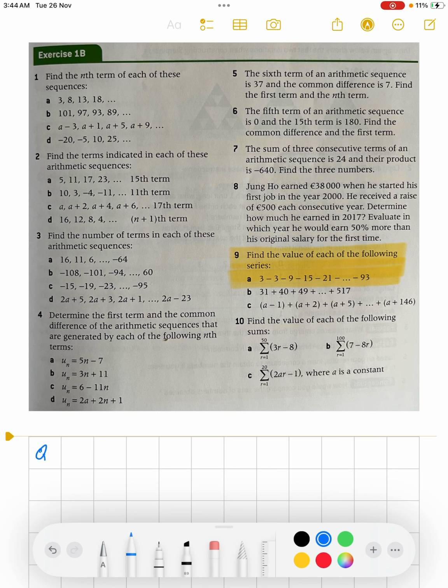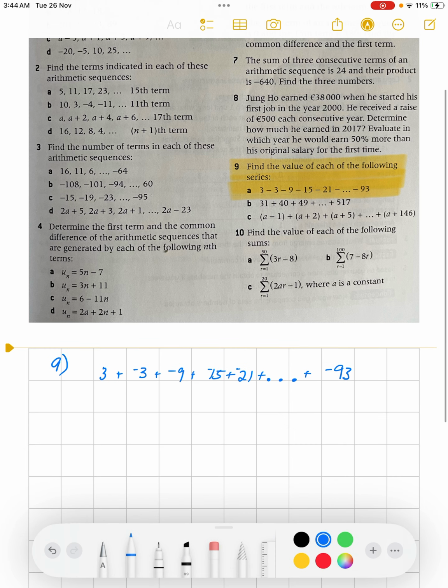I'm going to be looking at question 9. And question 9 is: find the value of each of the following series. So we've got a series of 3, then we've got a negative 3, then we've got a negative 9, then we've got a negative 15. I'm just turning it into negatives here. Then we've got a negative 21, and we go all the way to negative 93. So dot, negative 93, or same as minus 93.